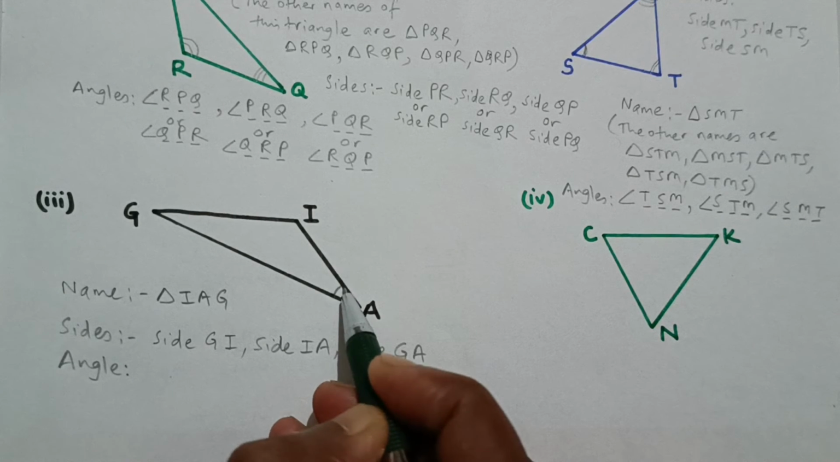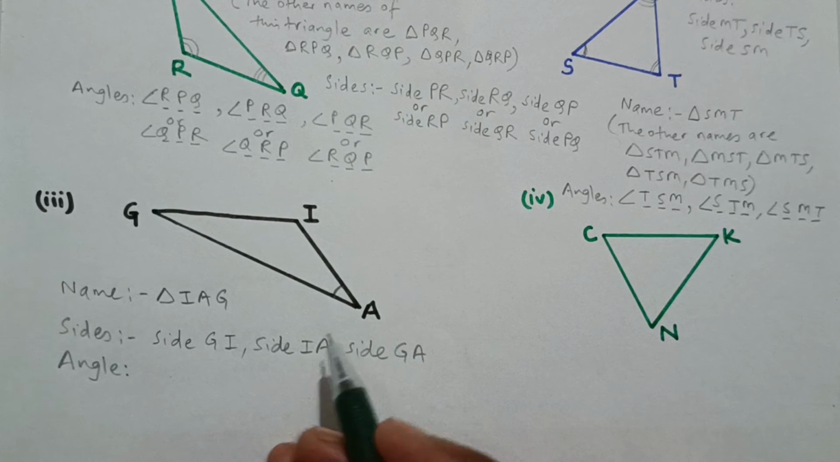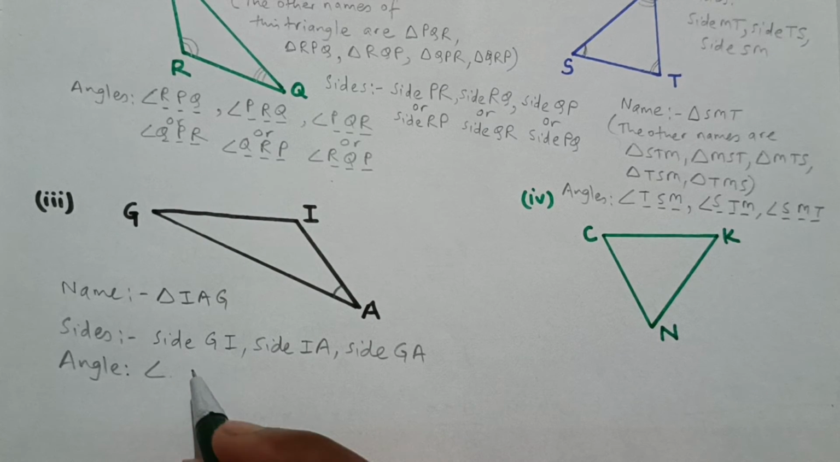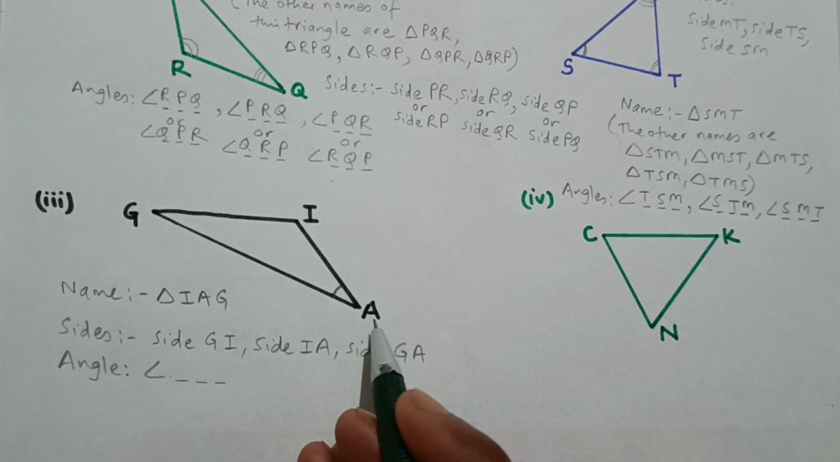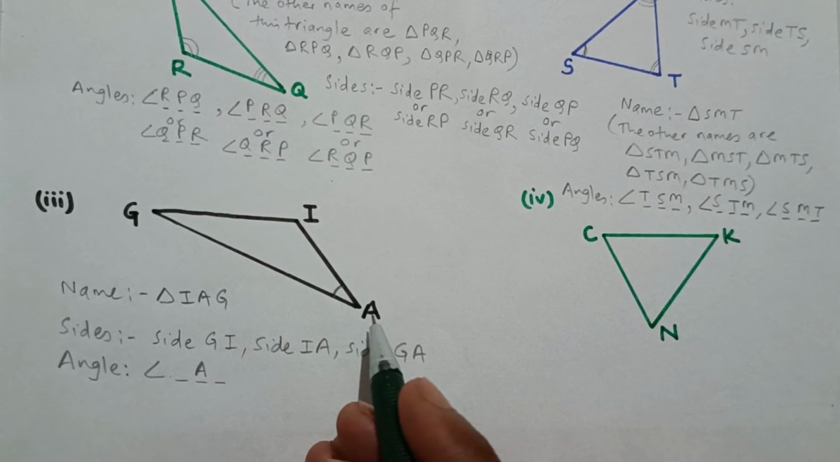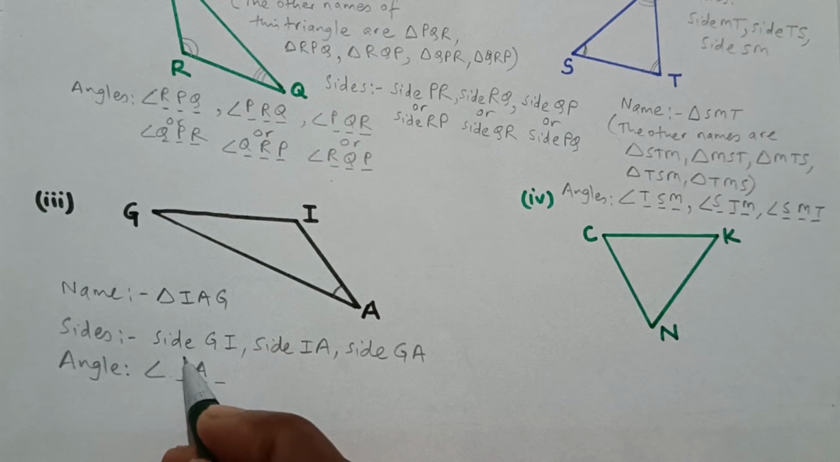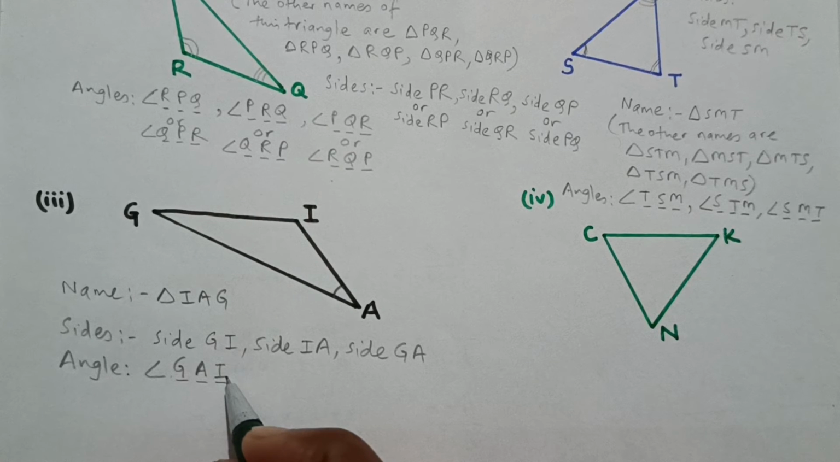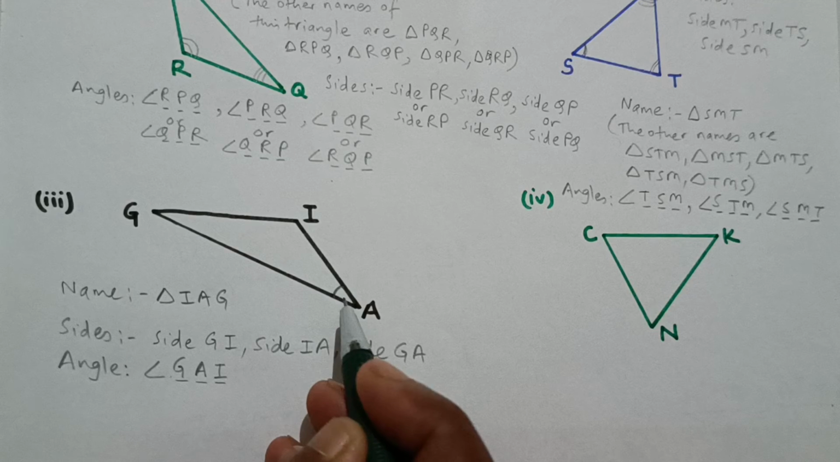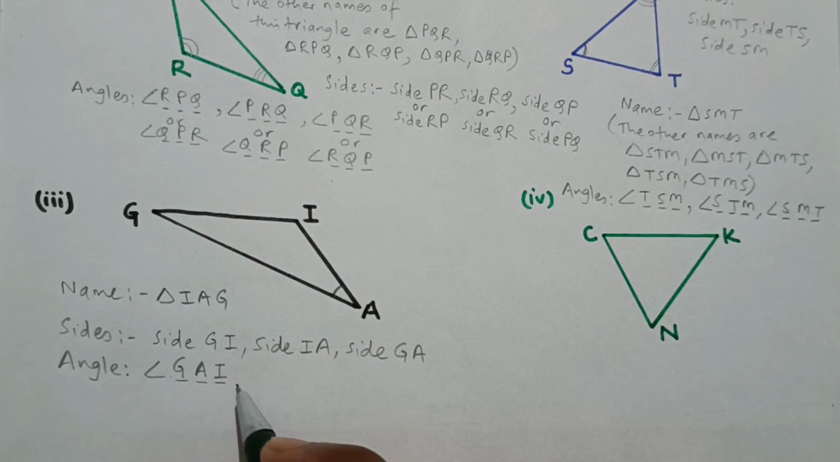So let us start with this angle. This angle is formed at corner A or vertex A. So angle, now the three letters. This angle is formed at corner A, so A will be the middle letter. And now the other two letters of this triangle are G and I. So I will write G over here and I over here. You can write I over here and G over here. Both represent this angle. So this angle I am calling angle GAI.